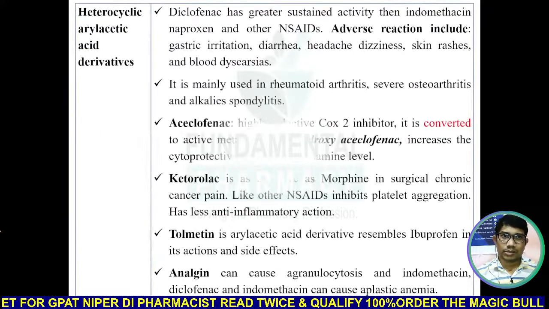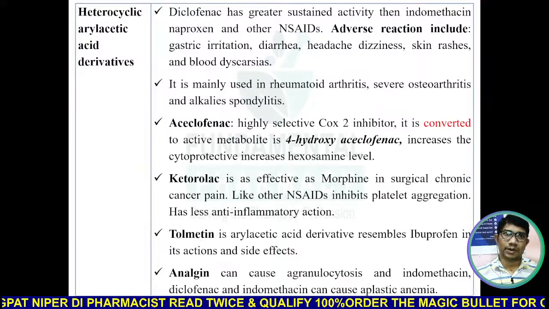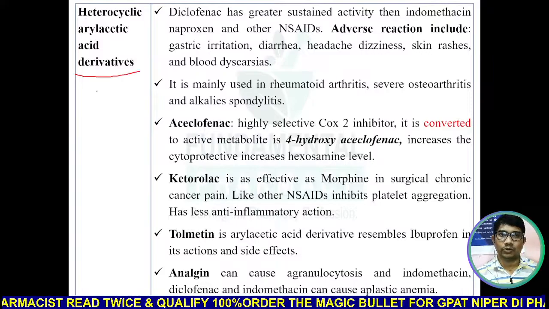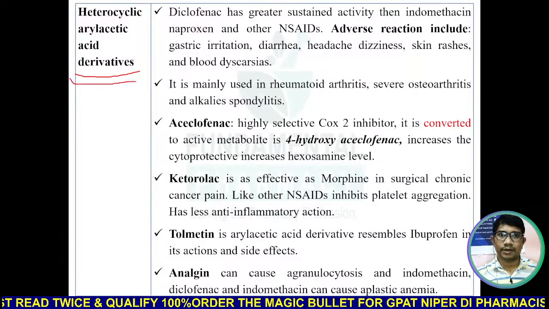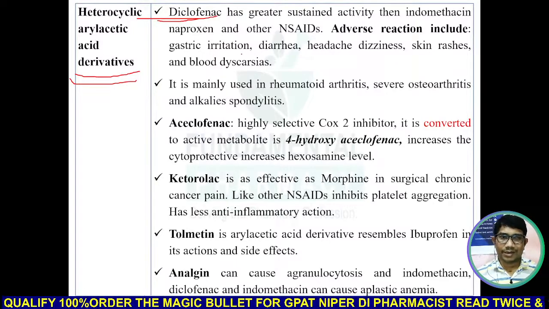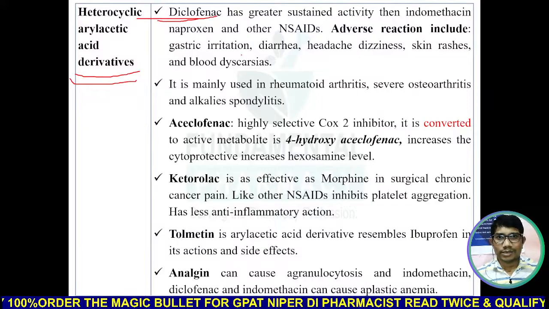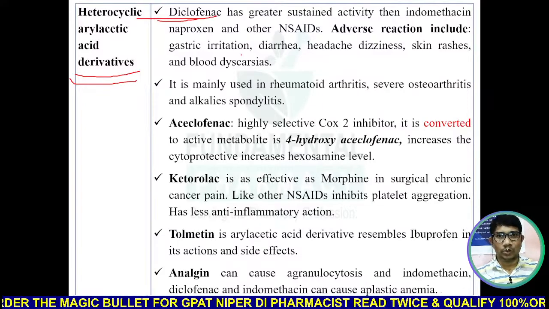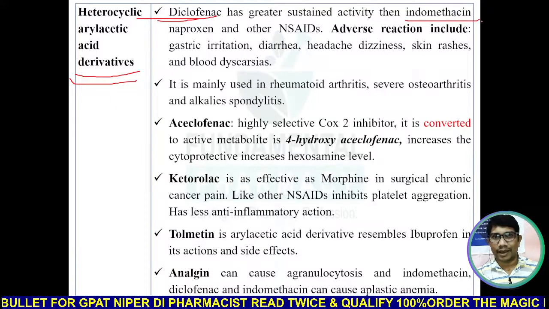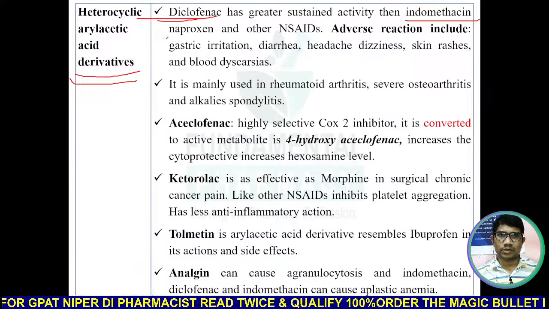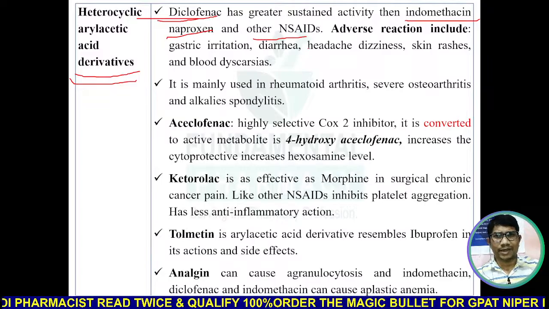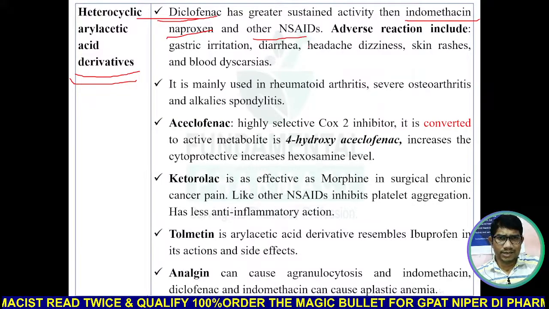Next, heterocyclic aryl acetic acid derivative. इसके ऊपर GPAT 2023 में क्वेश्चन आ चुका. So examples of heterocyclic aryl acetic acid derivative, GPAT 2023, right? So example is diclofenac. Diclofenac is routinely used nowadays. It has a greater and sustained activity than indomethacin. Indomethacin से ये greater activity, sustained action दिखाता है. Then naproxen is also there and other NSAIDs. So diclofenac is superior to indomethacin, naproxen, other NSAIDs.